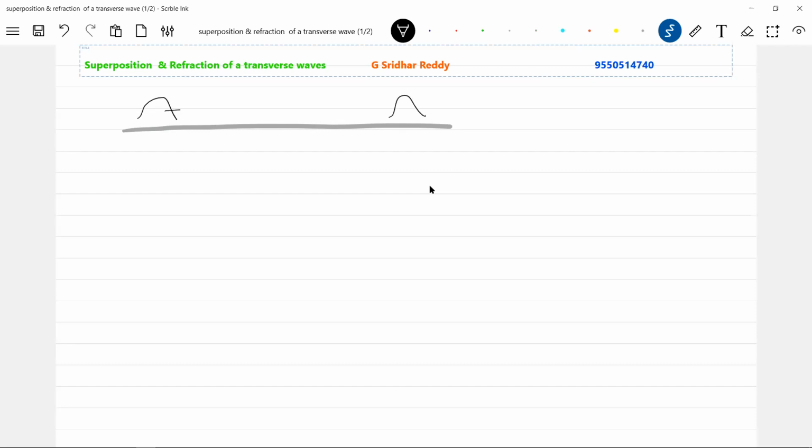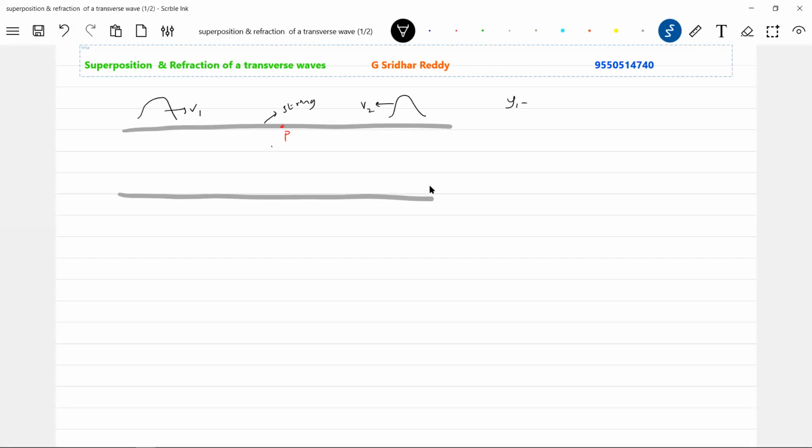As a wave, these two are moving on a string. After some time, what will happen? They will arrive at this position. So I'm interested in this particular point P on a rope. When the waves arrive there, what is y1?